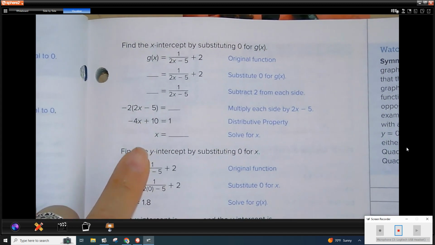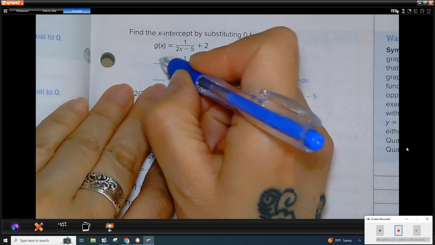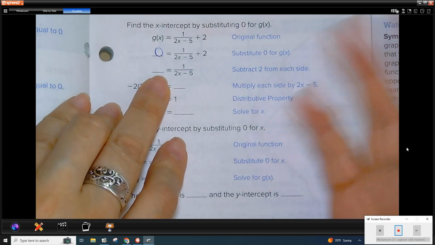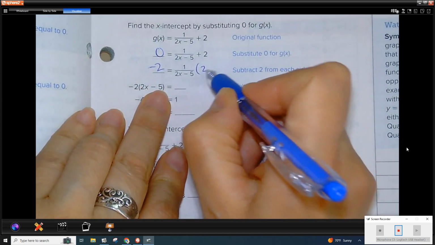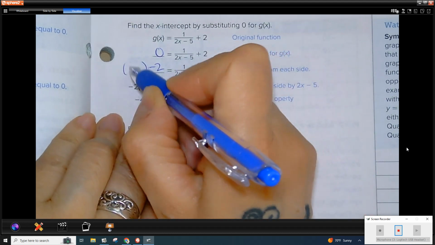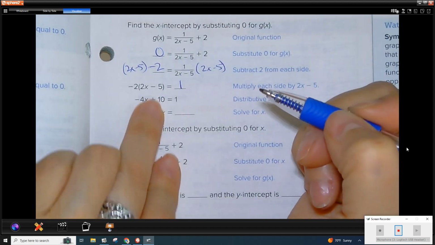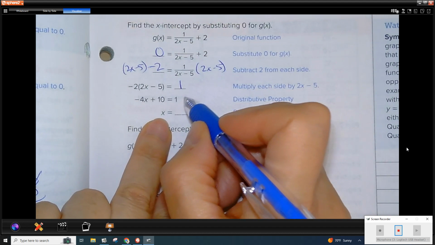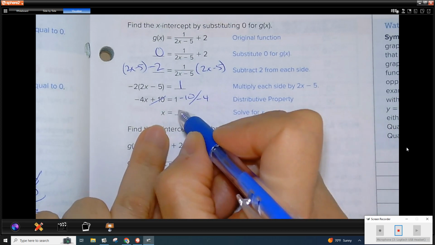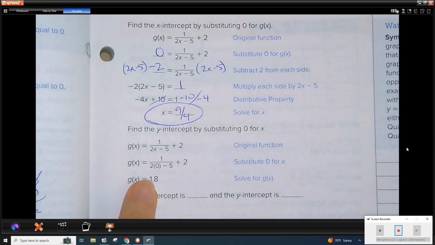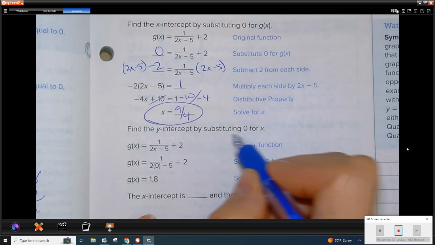Here we found finding the x-intercept. So for the x-intercept, your y is equal to 0. So you could also use the calculator, or you could do it this way. So you minus 2, multiply it by 2x minus 5. You get that. This equals 1. 4x minus 10 equals 1. Minus 10, and divide by negative 4, which is 9/4. That's your x-intercept. Same for the y, but you're going to put 0 in for x.